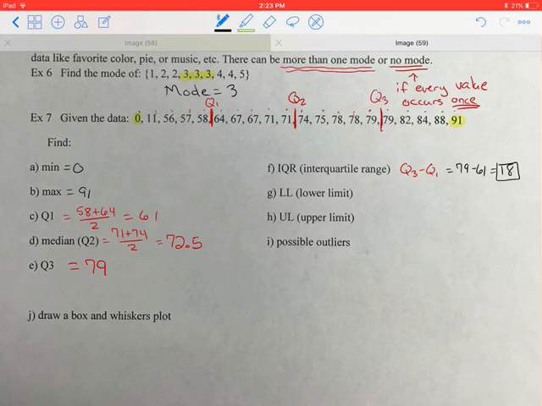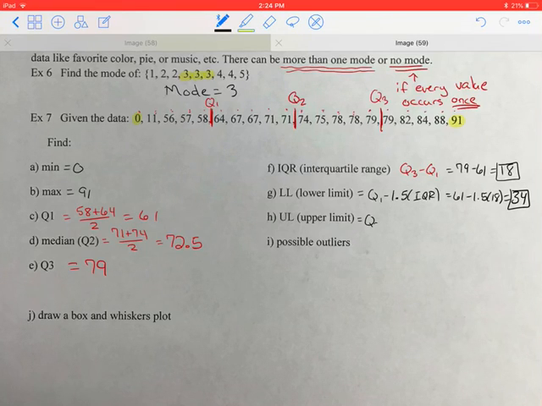Then we're asked to do the lower limit. So the formula for lower limit is Q1 minus 1.5 times the IQR. So Q1 was 61 minus 1.5 times 18, and that comes out to be 34. So that's our lower limit.